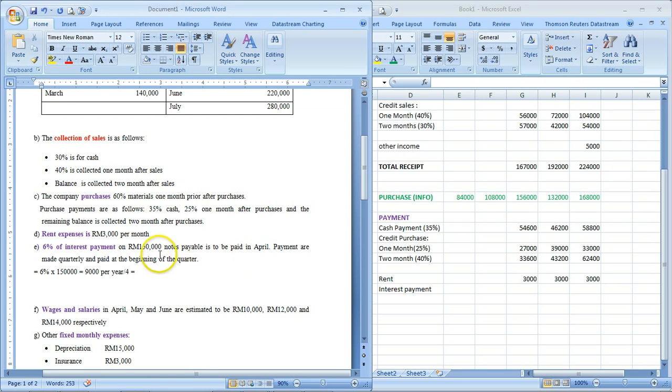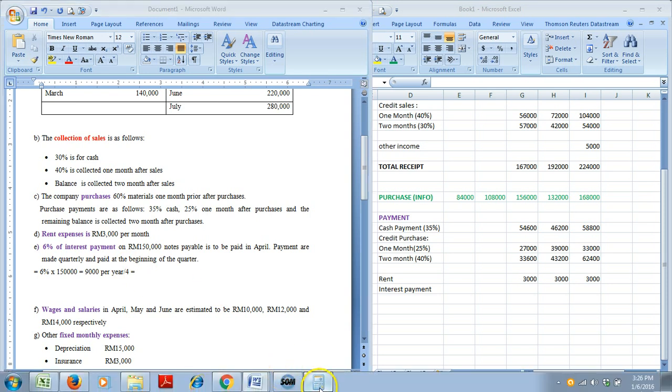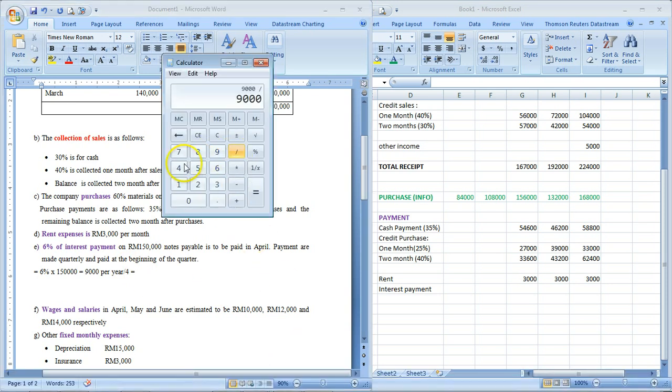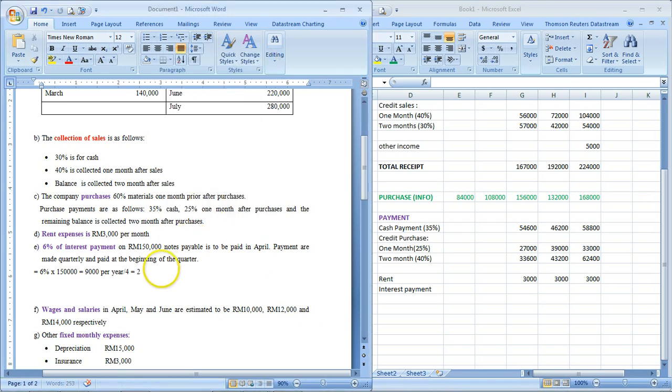If you say to pay in April, that means the payment is annual, because you pay one time only. But if you see extra information, the question says payments are made quarterly, so you have to divide by 4. If payment is monthly, you divide by 12. So you divide by 4, then you get 2250.